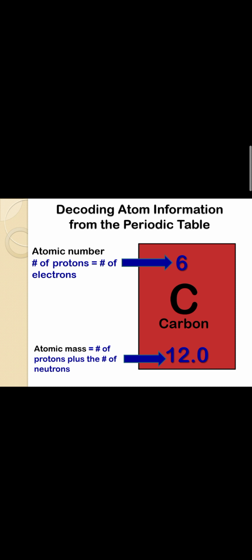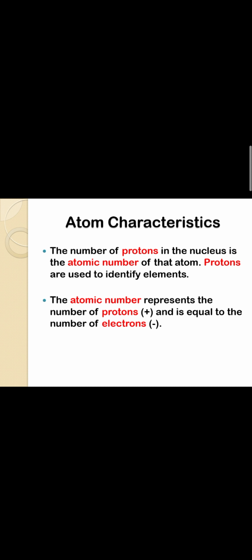Now, as I told you, there was a 6 at the top corner, and that 6 represents the atomic number. And what is the atomic number? It is the number of protons in the nucleus of an atom, and the number of protons is always equal to the number of electrons. The 12 that was present at the bottom is the atomic mass of an element, and this atomic mass is the sum of protons and neutrons in the nucleus of an atom.